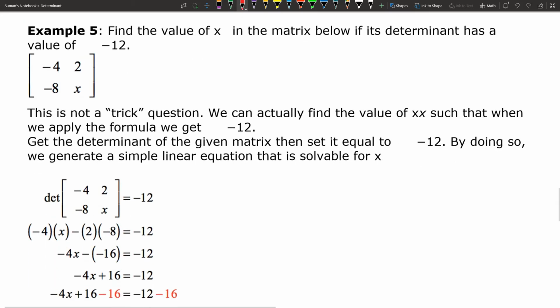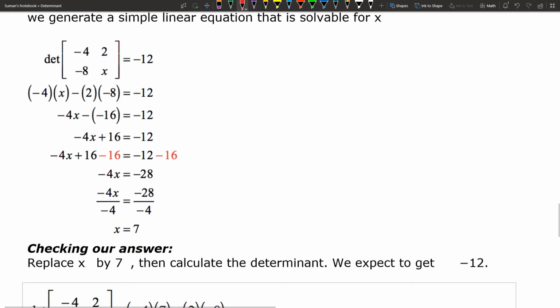Let's check the fifth example. Now here the determinant value has been given. Find the value of x in the matrix below if its determinant has a value of minus 12. So we have minus 4 into x minus minus 8 into 2, which is given as minus 12. So minus 4x, minus of minus 16 is equal to minus 12. So minus 4x plus 16 is equal to minus 12.